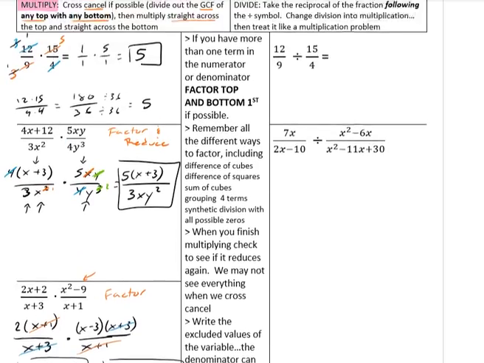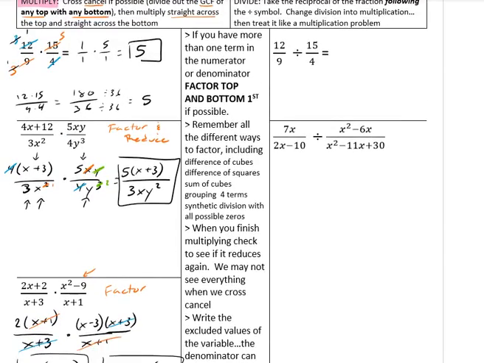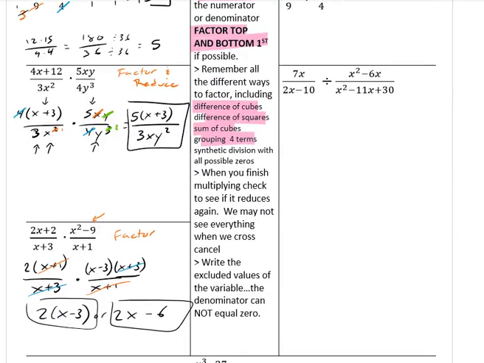So if we read these steps really quick, in the middle it says, if you have more than one term in the numerator or denominator, factor top and bottom first. Remember all the different ways of factoring, including difference of squares, difference of cubes, sum of cubes, grouping for four terms, synthetic division, of all the possible zeros. When you finish, check to see if it reduces again. We may not have gotten everything. And then lastly, it says to write the excluded values. We're going to come back to this step at the end and talk about what that means and how to find them.